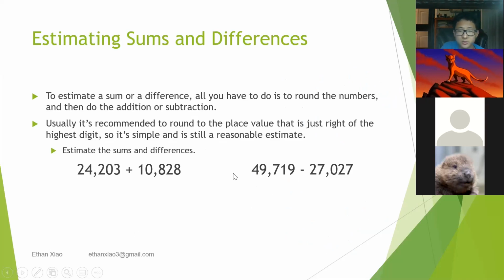So estimating sums and differences. To estimate a sum or a difference, all you have to do is round the numbers and then do the addition or subtraction. It's easier to round to the place value that is just right of the first digit, so it's easy to add them and it's still a good estimate. So estimate the sums and differences.